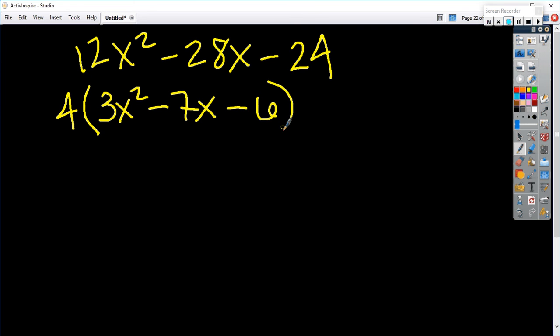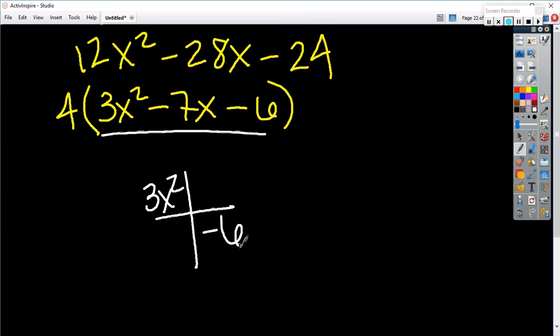What are the signs going to look like? Mixed signs, right? Keep up with them. This is the hardest scenario we've got. When I multiply those together, I get negative 18x squared. What multiplies to negative 18 but adds to negative 7? It's mixed signs. So mixed means 1 positive, 1 negative.